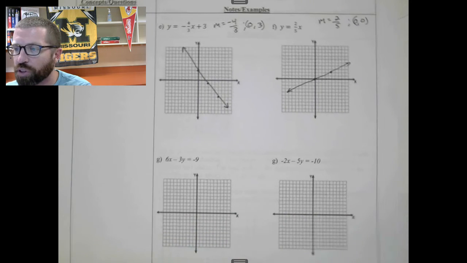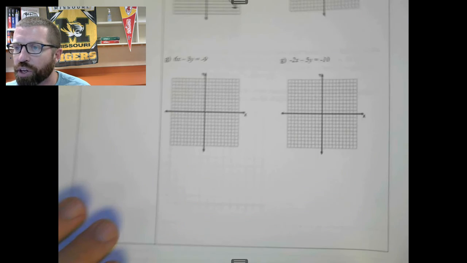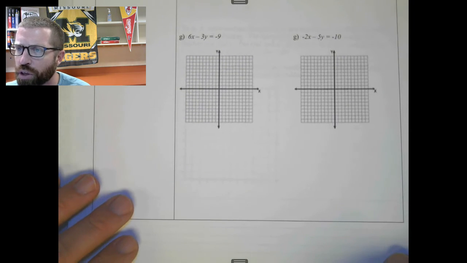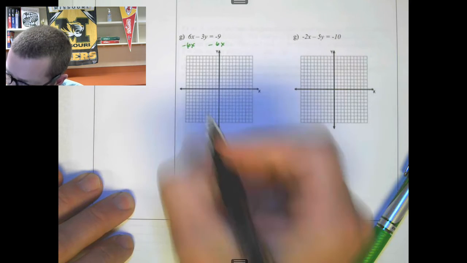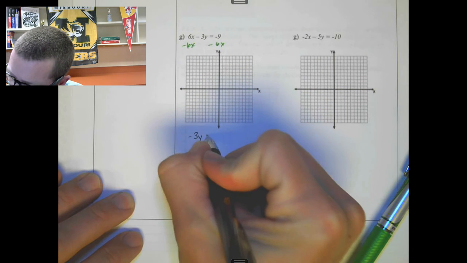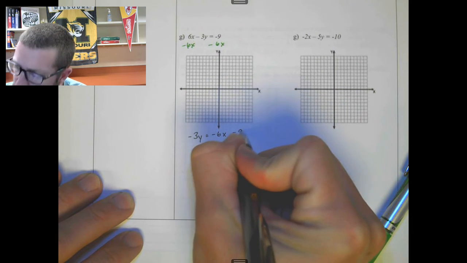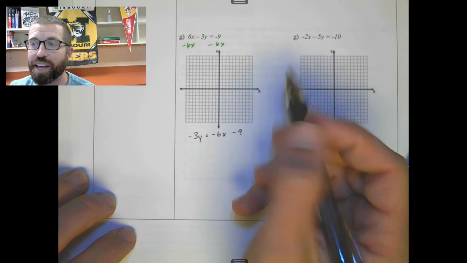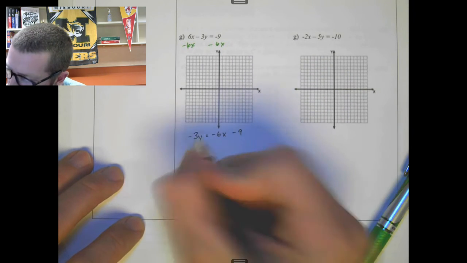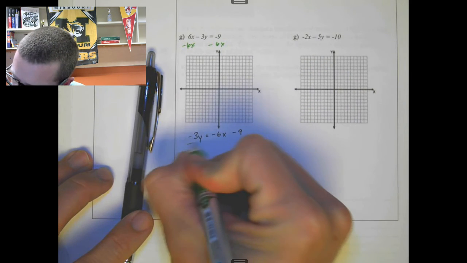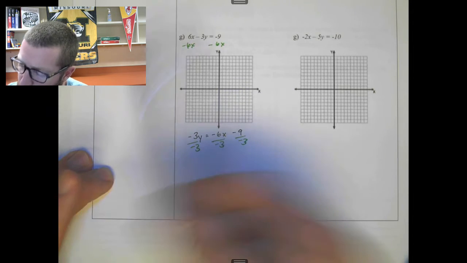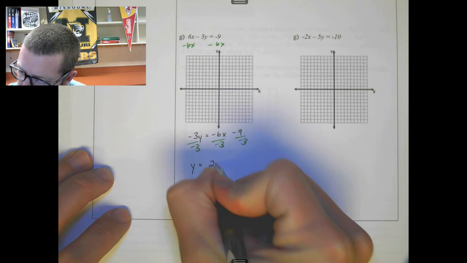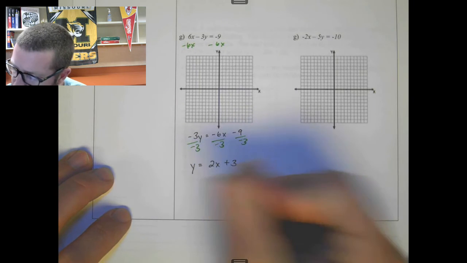Okay, these next two have a little bit of work to do. We'll show some work down below. So let's subtract 6x from both sides. That gives us negative 3y is equal to negative 6x minus 9. Notice those can't go together because one has an x and one does not. And then divide everything by negative 3. Don't forget both terms. So y is equal to 2x plus 3.